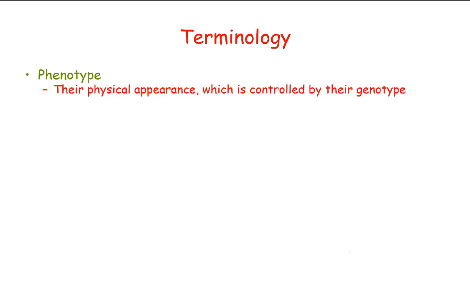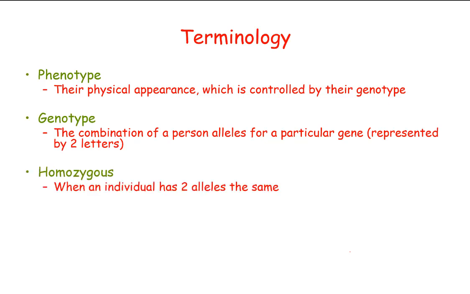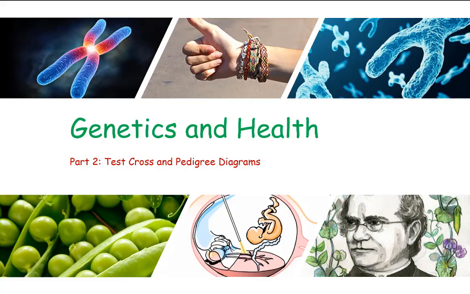Other keywords we had were phenotype, which was the physical appearance of an individual, controlled by their genotype. The genotype is the combination of a person's alleles for a particular gene. Homozygous meant an individual had two alleles which were the same, and heterozygous means that they've got two alleles which are different. So this part then is about test crosses and pedigree diagrams. So let's get going.